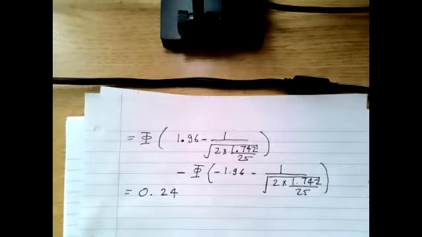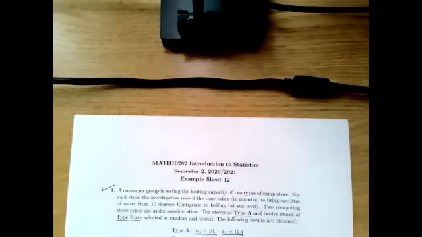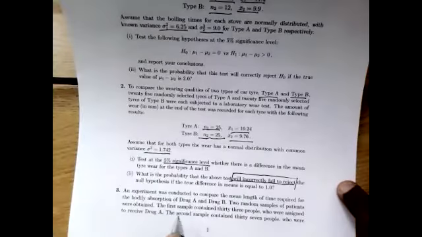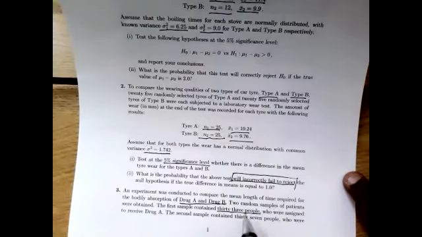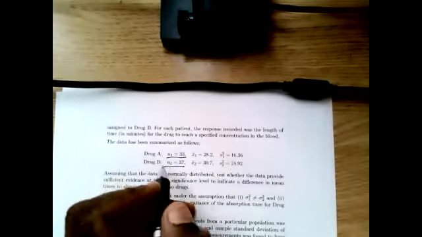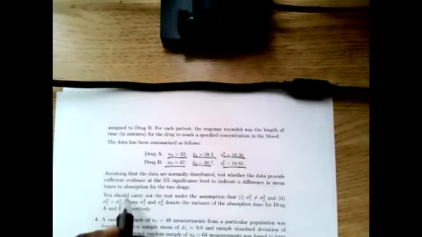Right, the next question on this, okay, let me take this away. The next question is this one here. So you have two different drugs, A and B. Drug A is given to 33 people. Drug B is given to 37 people, right? And so these are the numbers that the two drugs are given to, and these are the sample sizes, and these are the sample variances.